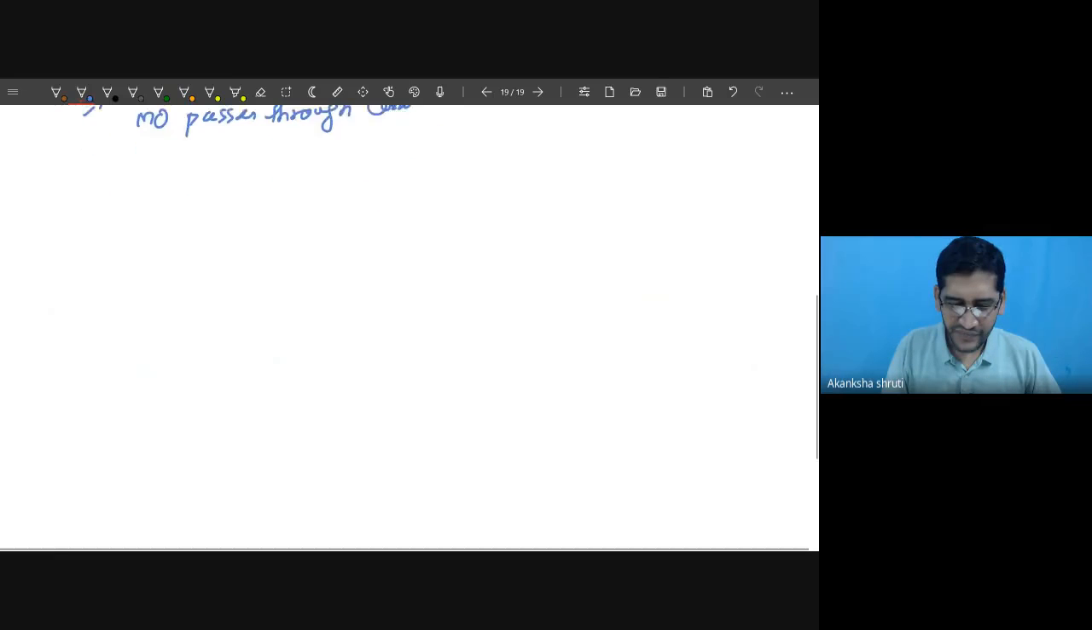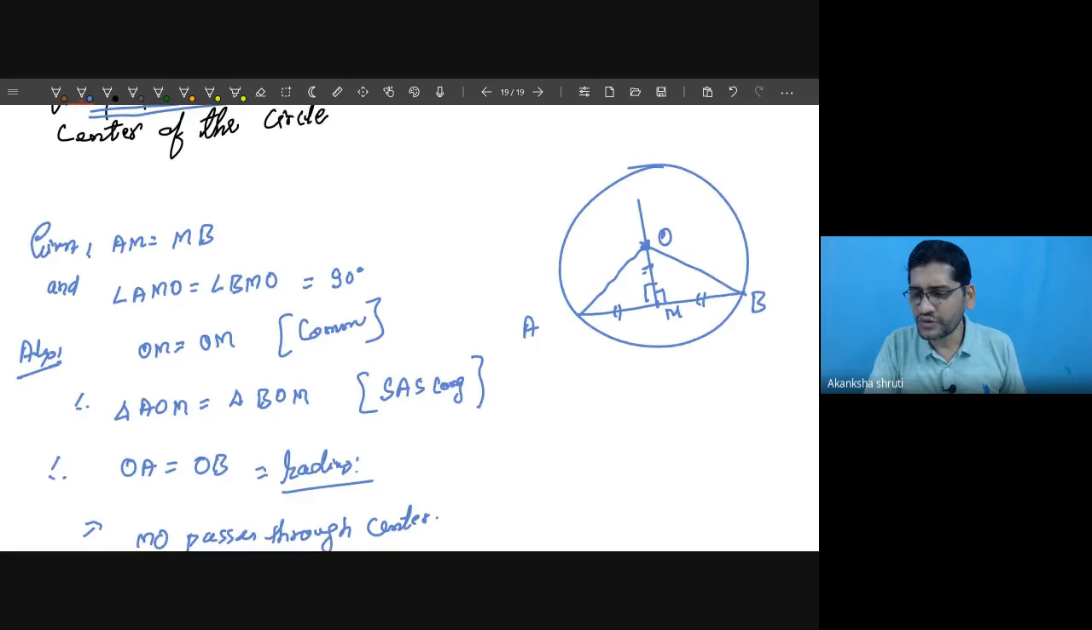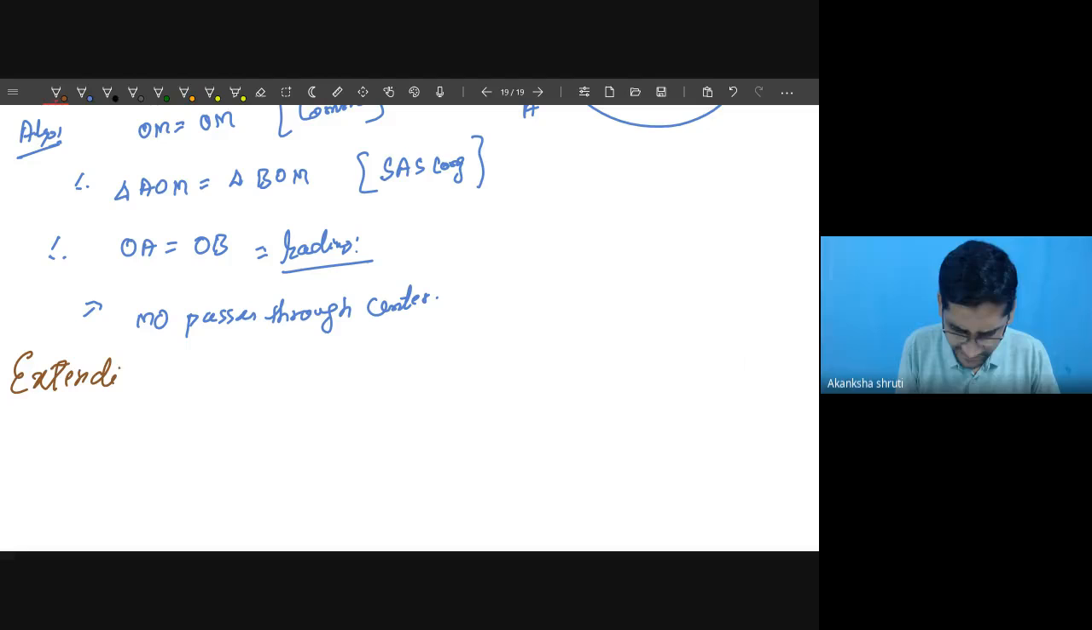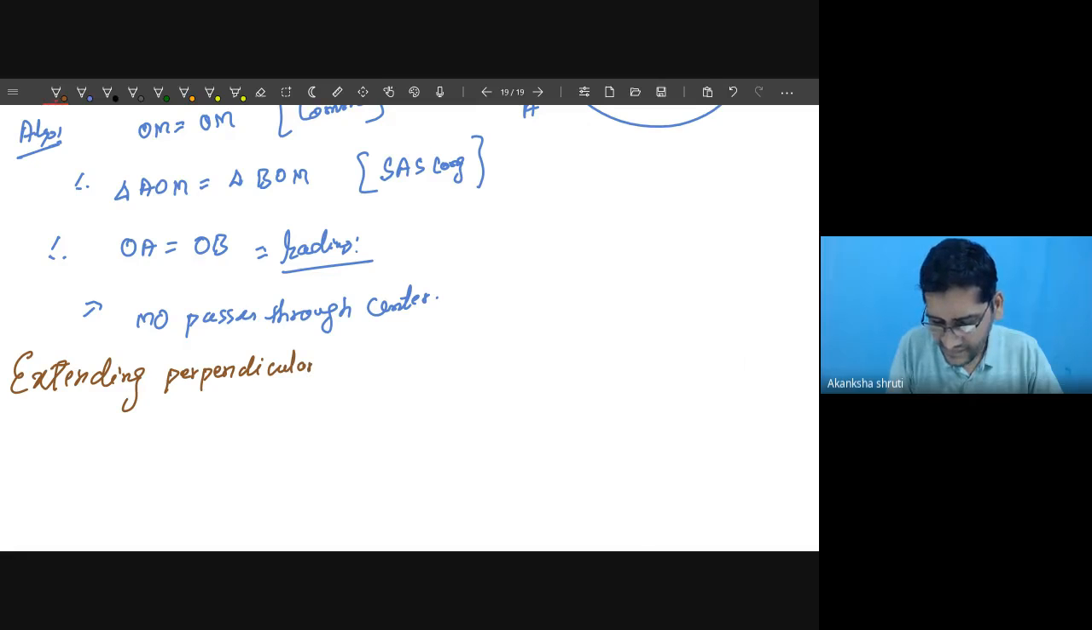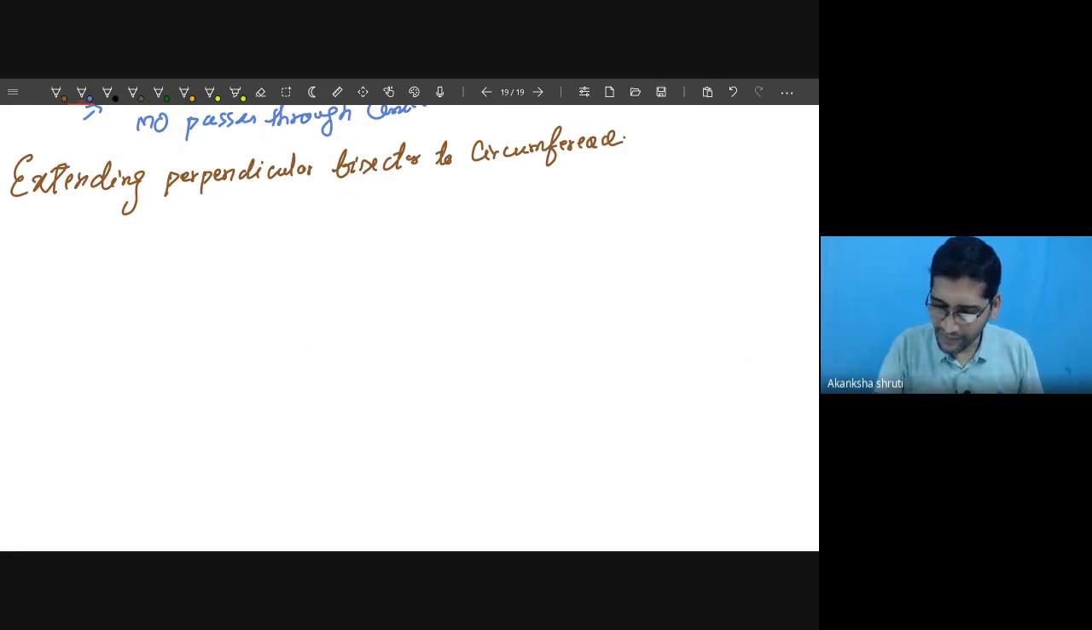Now students, many a time it may be possible that we can extend this to the circumference. Means what? Extending the perpendicular bisector to the circumference. When this is extended to circumference, then how does it appear?